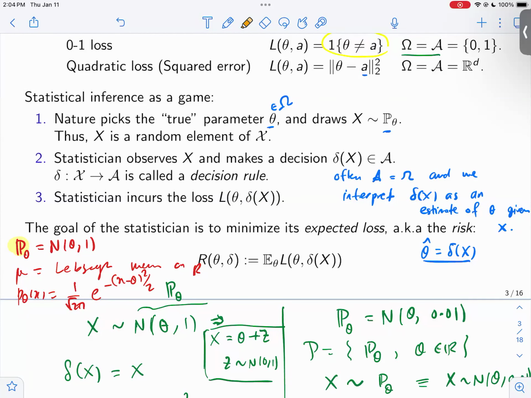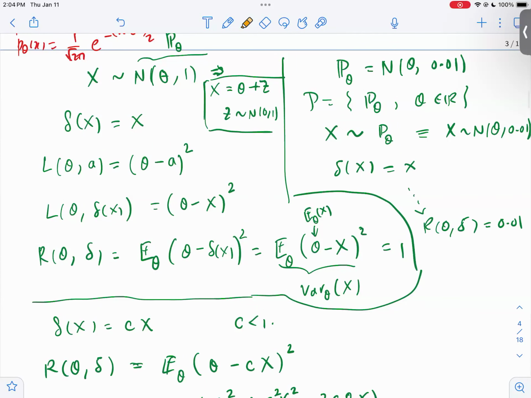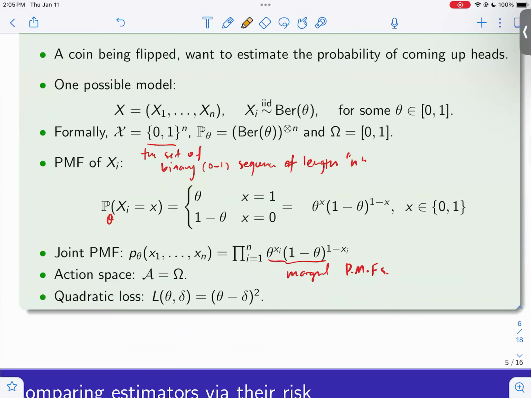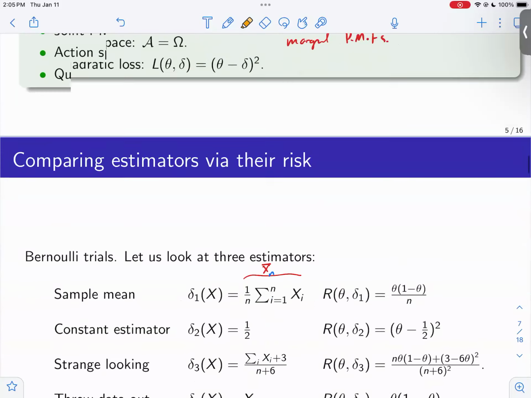And then we want to evaluate the different decision rules. We did this example, simple normal. This is called a normal location family. I'll come back to this later, maybe just in passing. But we did the Bernoulli example, where you flip a coin n times and you observe a sequence of observations of what happened to the coin, which we can encode as a binary sequence. We ended up working with the joint PMF, probability mass function, which has a simple form. We'll come back to this later. But for the particular example that we did, we did not even need the joint distribution. We put a quadratic loss and then evaluated a couple of estimators.